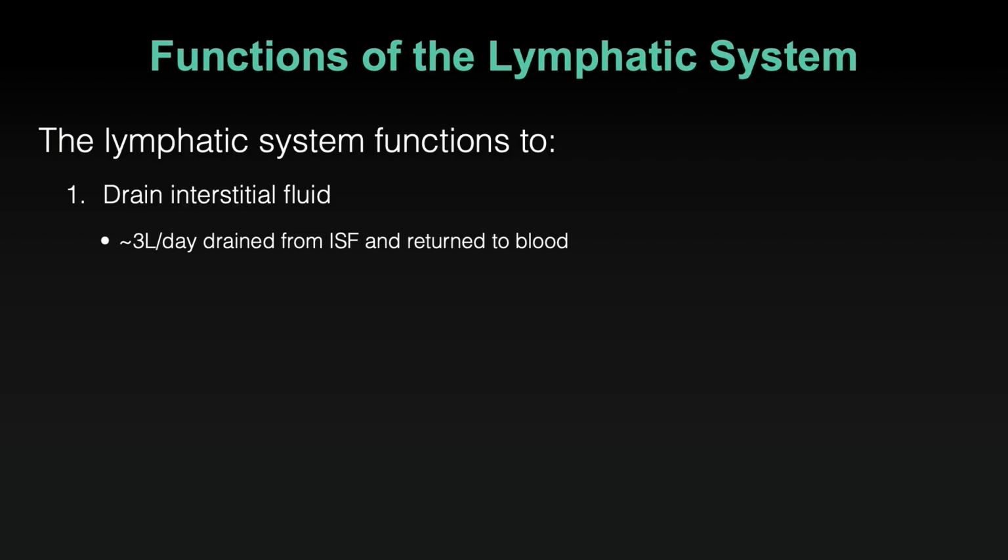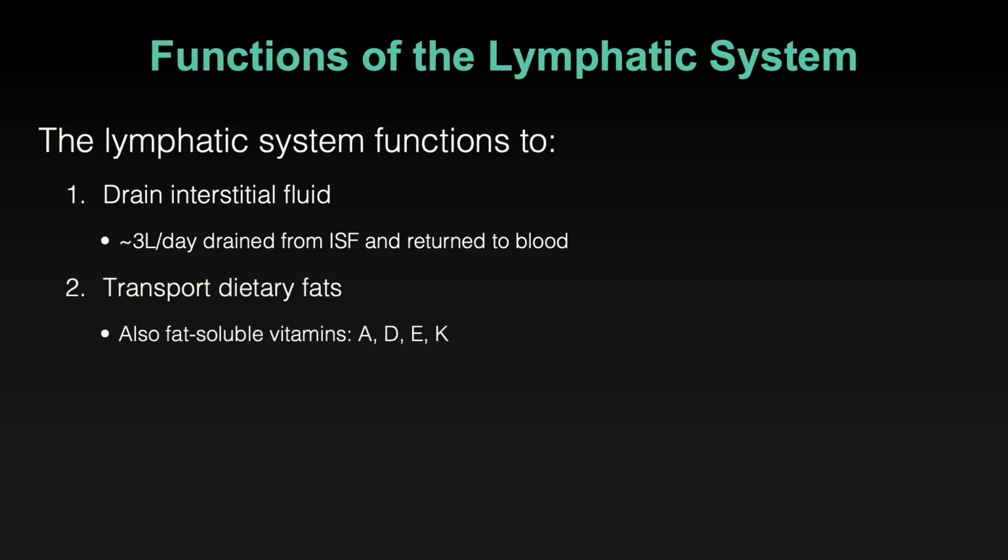About 3 liters of fluid per day is returned to the blood via the lymphatic system after escaping from the blood vessels, after escaping from the arteries or the capillaries. About 3 liters per day. Usually it's kept within the vasculature, but some of it can escape and it needs to be returned. If it's not immediately reabsorbed, the lymphatic system returns it to the blood.